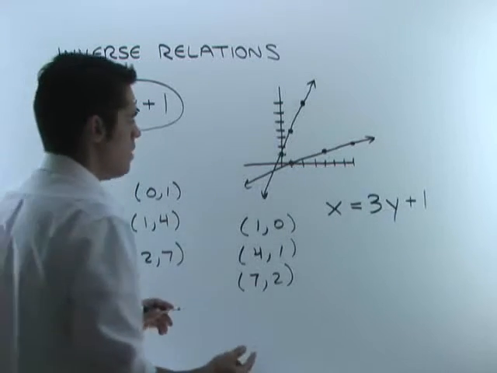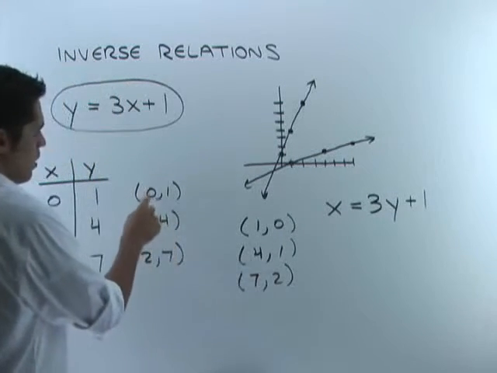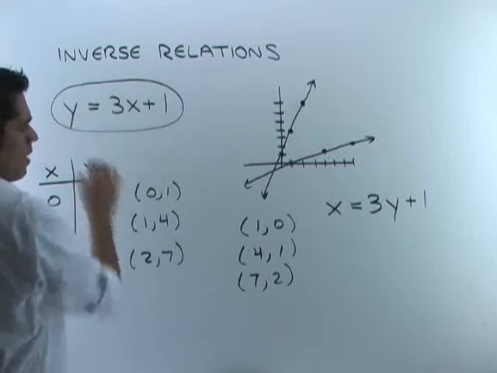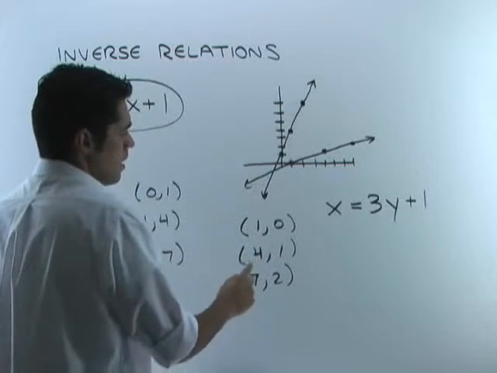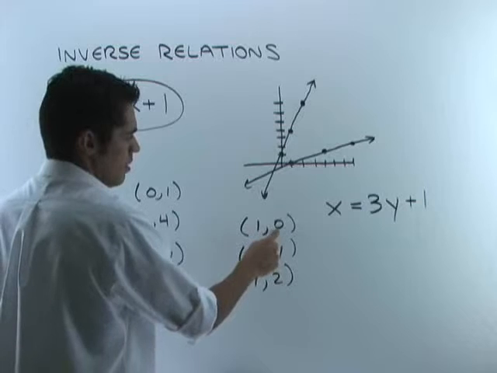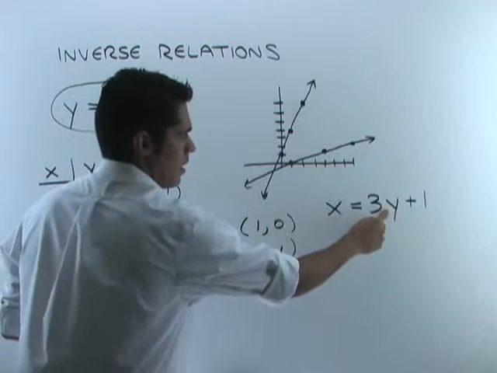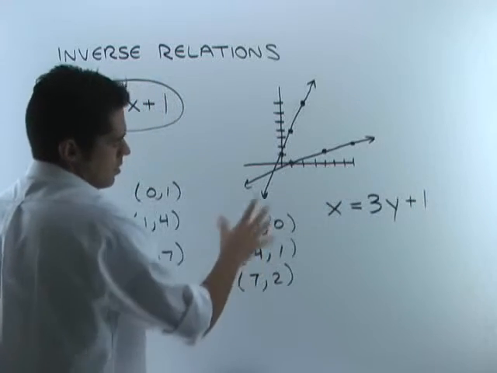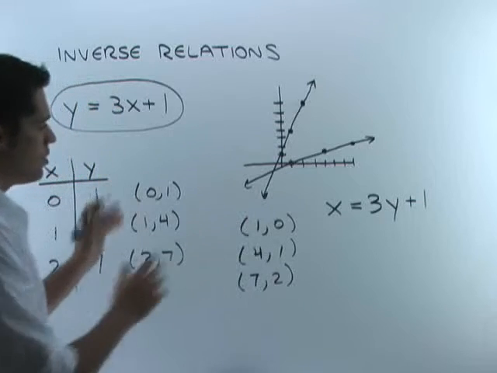And you can check here that, let's just say on this one, if we plugged in 0, we got 1. On this one, okay, if you plug in 0 here for y, you're going to get 1 for x. So that's the relationship, the inverse relationship.